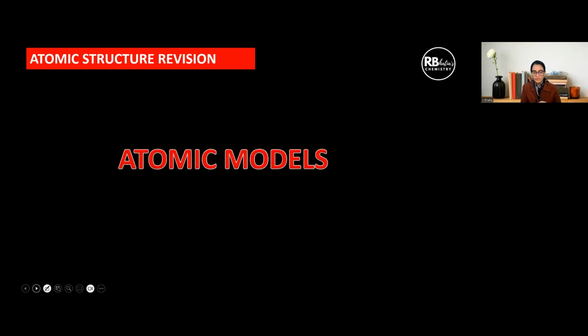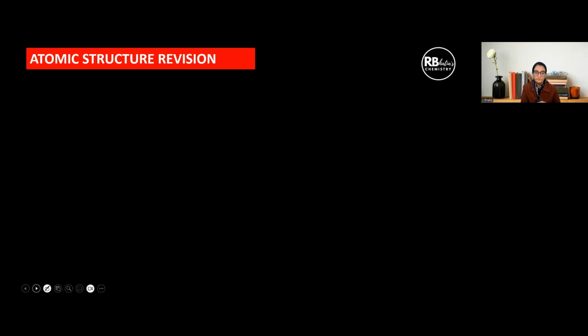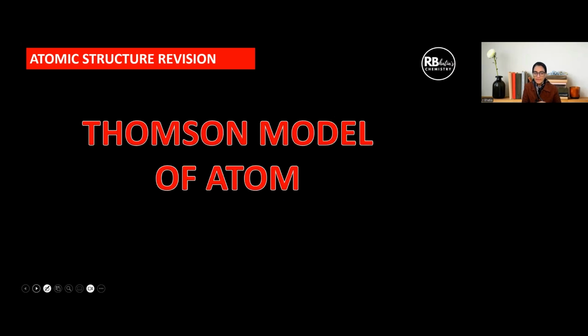Coming to atomic models, so after the discovery of the three subatomic particles, electron, proton, and neutron, came up the atomic models. Atomic models are going to tell us about the arrangement of these subatomic particles in an atom. So different models were proposed. The first one, so I'll again be telling you in brief about what kind of questions can be asked from each model. Thomson model of an atom.